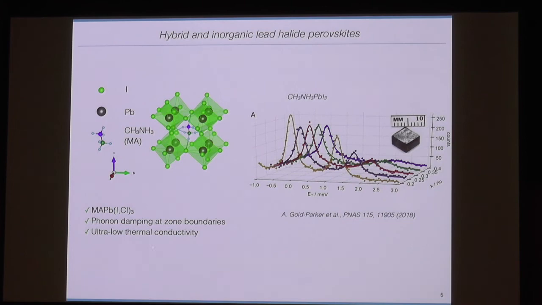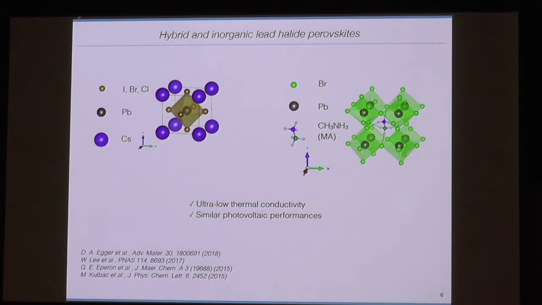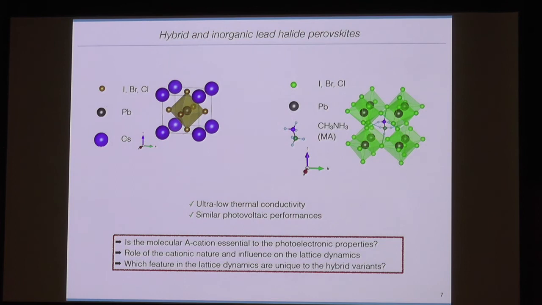But more recently, it has also been shown that the all-inorganic compounds show similar properties, especially cesium lead bromide, where an ultra-low thermal conductivity was also measured, and it has been shown that it also displays similar photovoltaic performances. So an open question is whether the molecular nature of the A site is essential for these photoelectronic properties. With that in mind, we have studied the low-energy transverse acoustic phonons in cesium lead bromide in order to determine which feature in the lattice dynamics is unique to the hybrid perovskites.